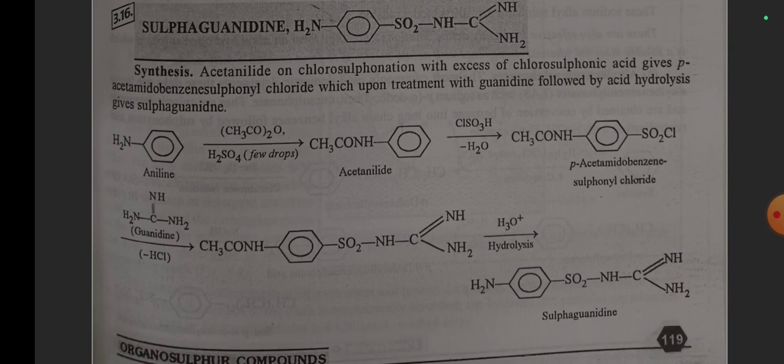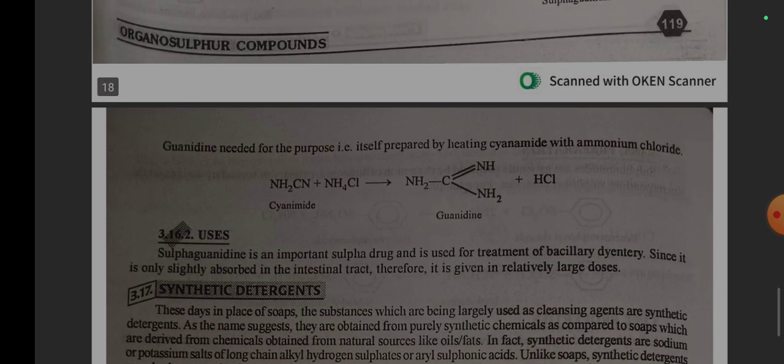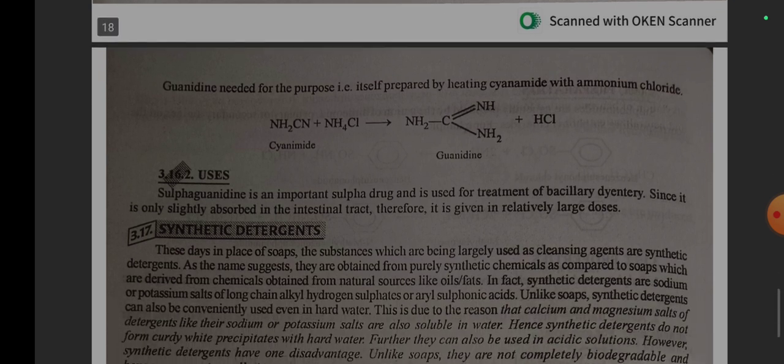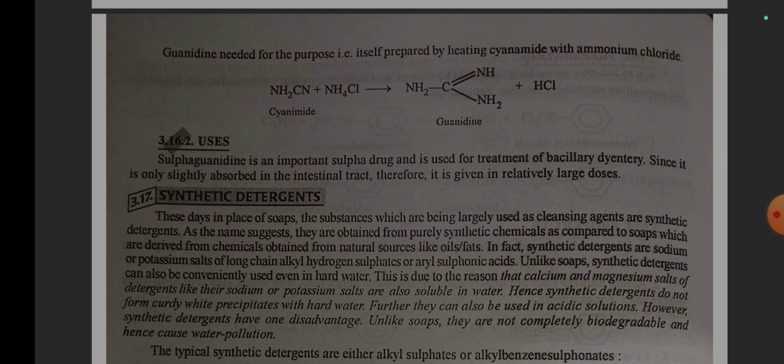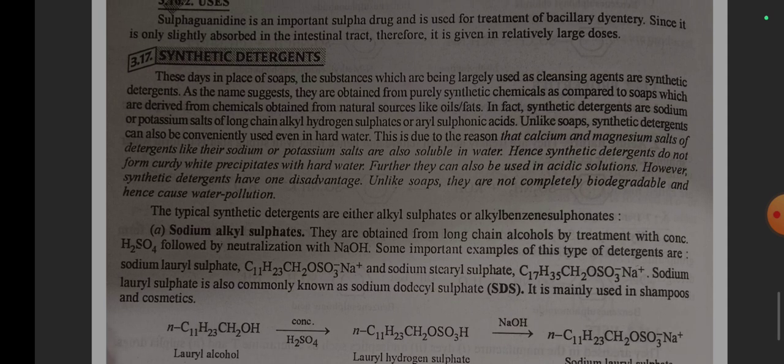Synthesis. Acetanilide on chlorosulfonation with excess of chlorosulfonic acid gives para-acetamidobenzene sulfonyl chloride, which upon treatment with guanidine followed by acid hydrolysis gives sulfaguanidine. The guanidine needed for the purpose is itself prepared by heating cyanamide with ammonium chloride. Uses. Sulfaguanidine is an important sulfa drug used for treatment of bacillary dysentery, since it is only slightly absorbed in the intestinal tract. Therefore, it is given in relatively larger doses.